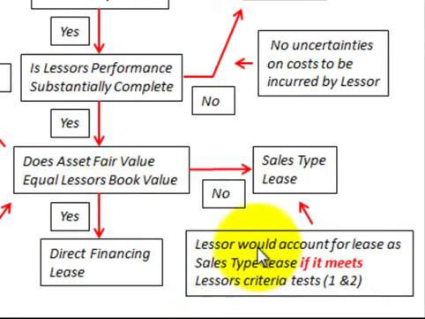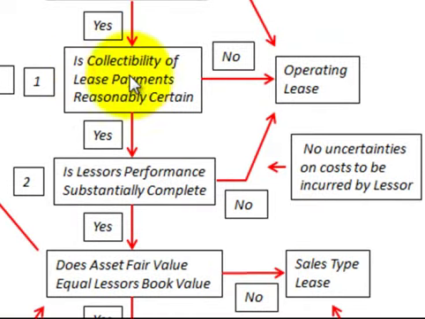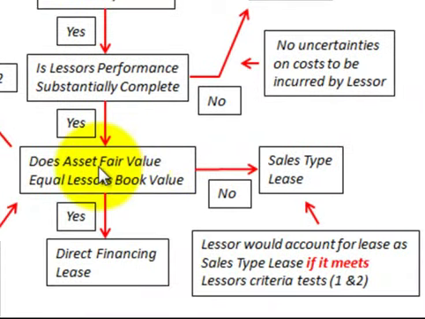But then we also have to be concerned with this. The lessor would account for the lease as a sales type lease, but it also has to meet the lessor's criteria tests 1 and 2 that we went through. So in order to meet the sales type lease, it also has to meet this collectibility of lease payments test where they're reasonably certain, and it also has to pass the lessor's performance of substantially complete. Those were the 2 additional tests that we looked at, and they have to be answered yes before we can classify this as either a sales type lease or a direct financing lease. And in this case, we determine that to be a sales type lease.